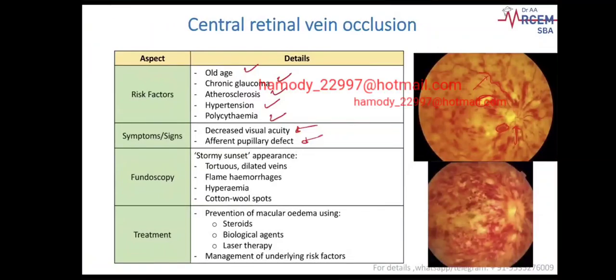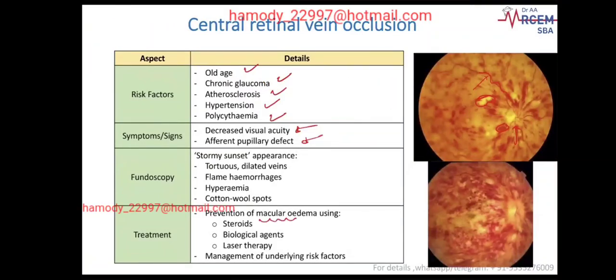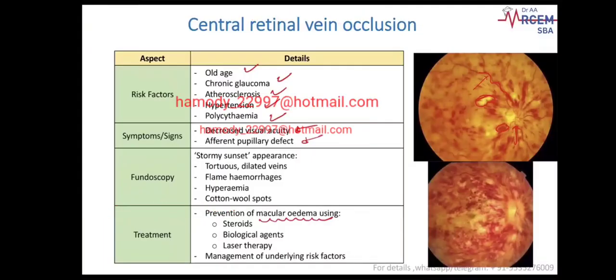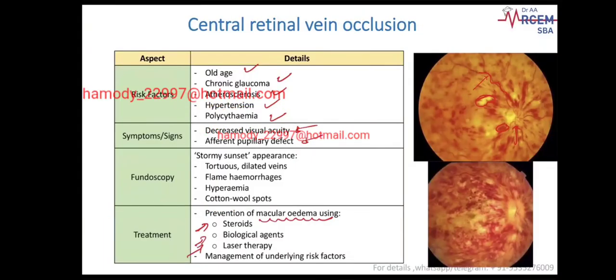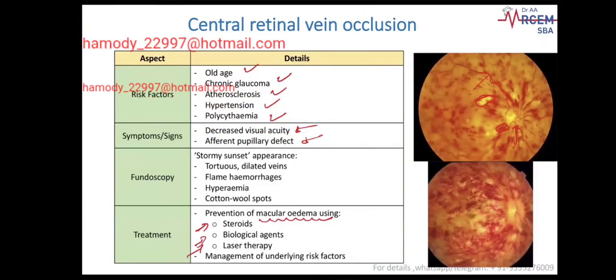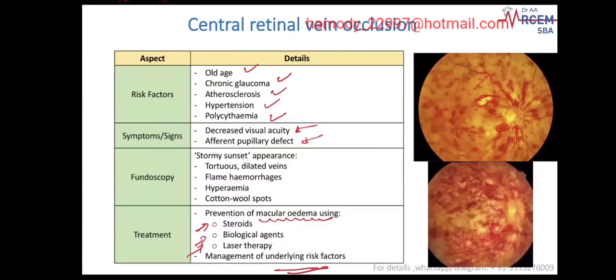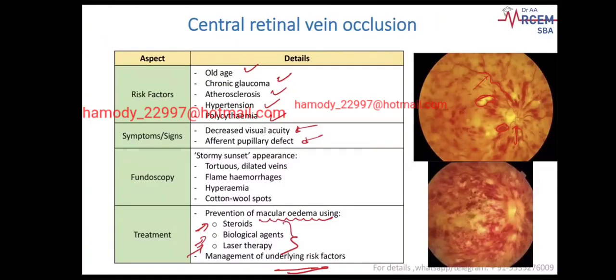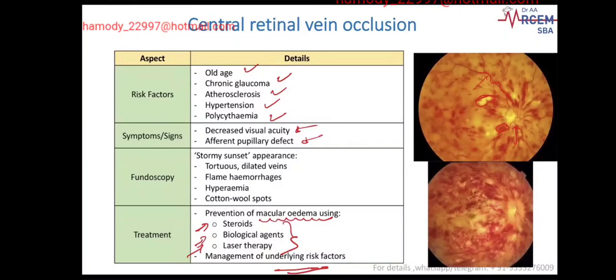Treatment-wise, mainly you want to prevent macular edema from developing, either by giving steroids, biological agents, or laser therapy. And you need to optimize the risk factors. All this treatment, steroids, biological agents, or laser therapy to reduce the macular edema, is done by the ophthalmologist. So urgent referral to the ophthalmologist is required here.